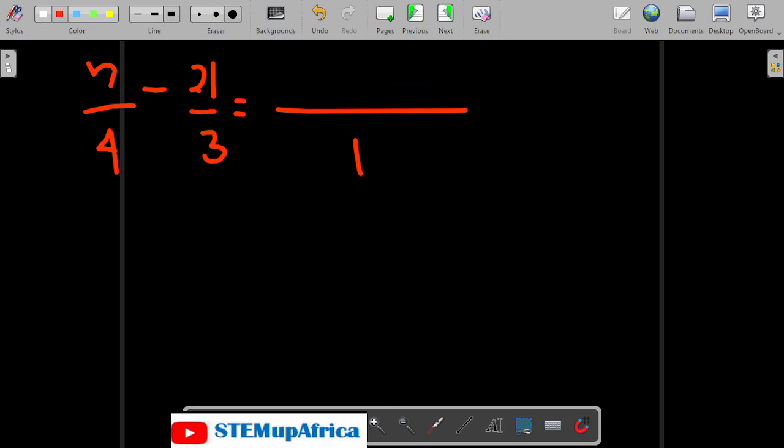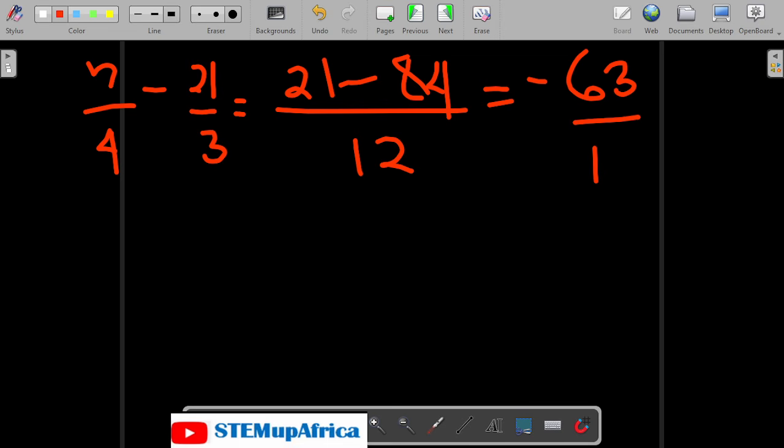My LCM is 12. So 12 into 4 is 3. 3 times 7, that is 21, minus 12 into 3 is 4. 4 times 21, that will give us 84. If I subtract 21 minus 84, that will give us minus 63 over 12.